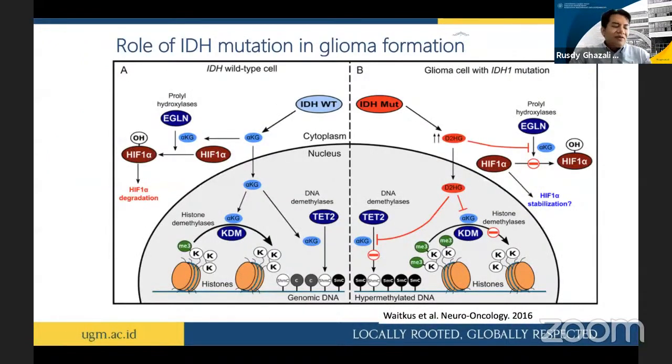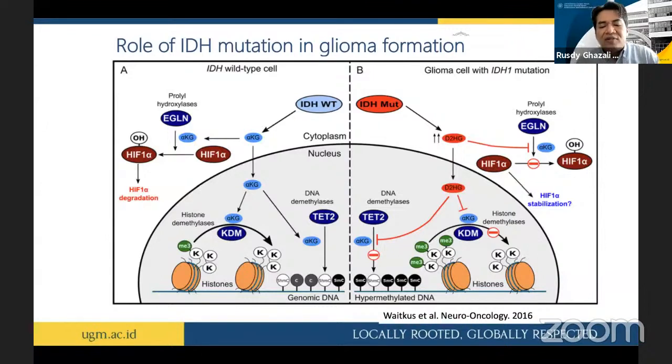This is a more detailed explanation about glioma formation and the role of IDH in that formation. As we can see here, the left side, column A, is for the normal, wild type patients, while the right one is for the IDH mutations. I will not explain this in detail. I just need to show you that when the mutations happen, several things will happen. In the end, what will result is DNA hypermethylation. So the hypermethylated DNA, we know, is a very important epigenetic mechanism to increase or decrease the expression of several genes.